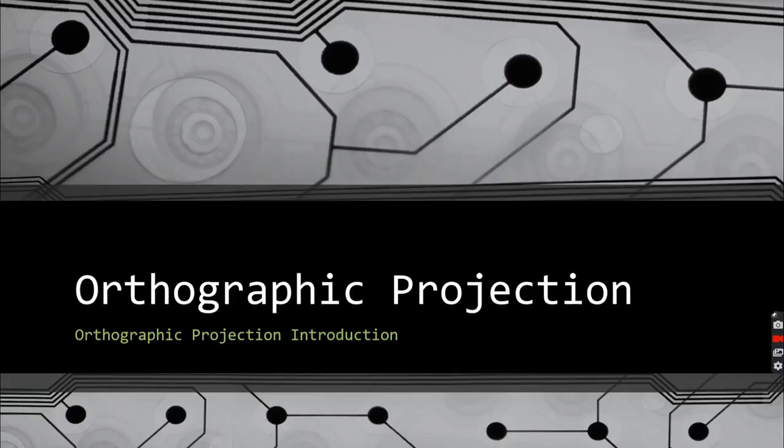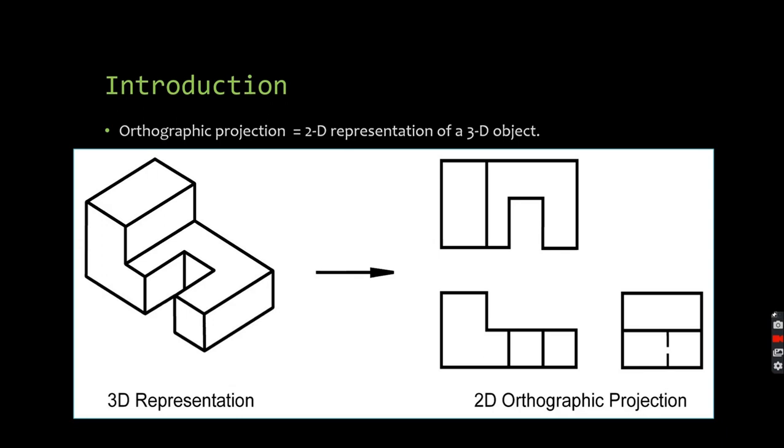Today we're going to be taking a look at orthographic projections. Okay, orthographic projection is a two-dimensional representation of a three-dimensional object. Here, for example, is a 3D representation of a part. Here is the 2D orthographic projection.